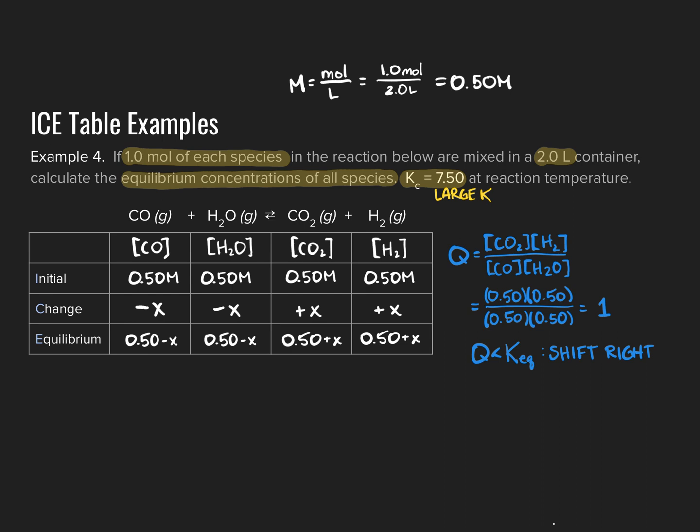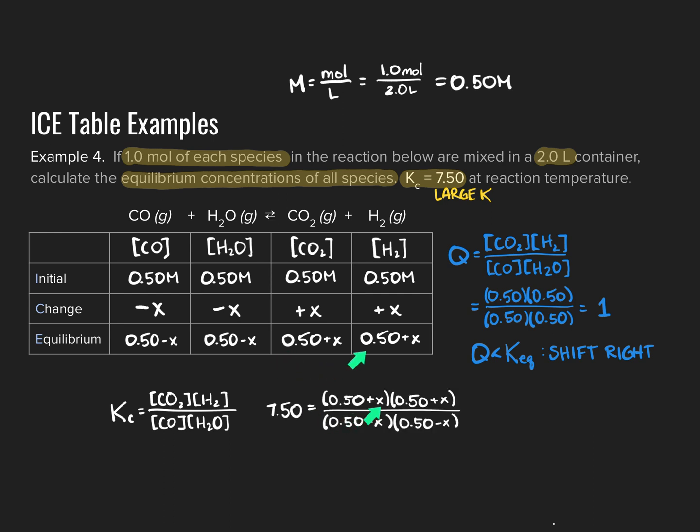Let's now go ahead and use the equilibrium constant expression to help us solve for X. So again, the given value of Kc of 7.50 was equivalent to the ratio of the concentrations of the products over the reactants, which in this case would be the concentration of CO2 times the concentration of H2, which at equilibrium would be 0.50 plus X times 0.50 plus X, divided by the concentration of our reactants, which would be for the CO, 0.50 minus X, and for the H2O, 0.50 minus X as well.